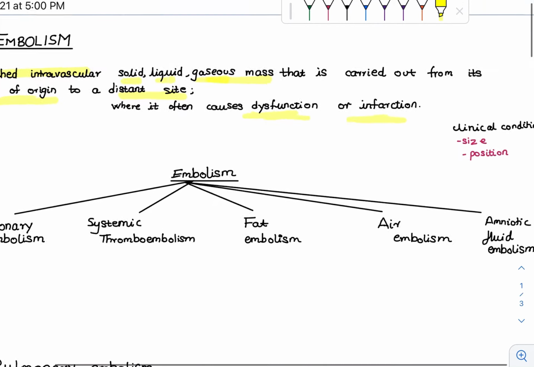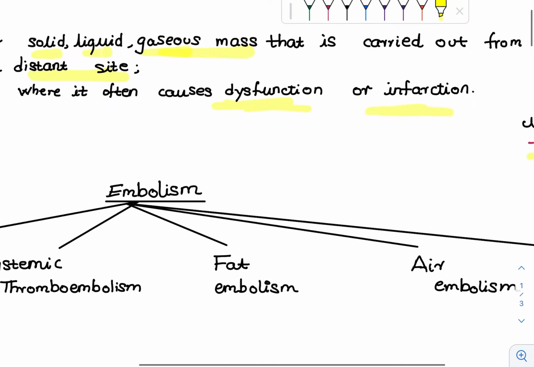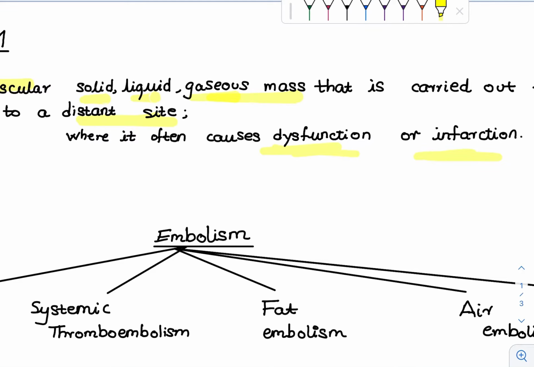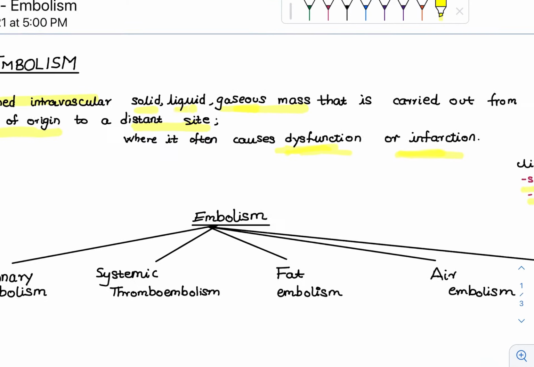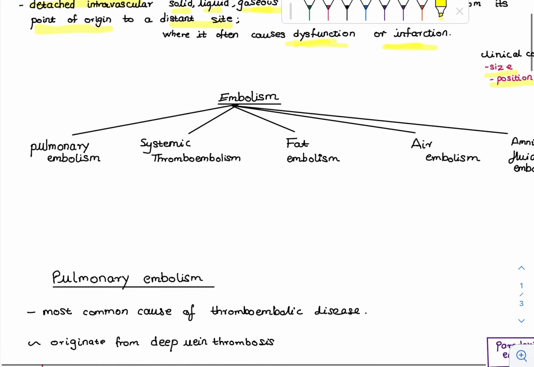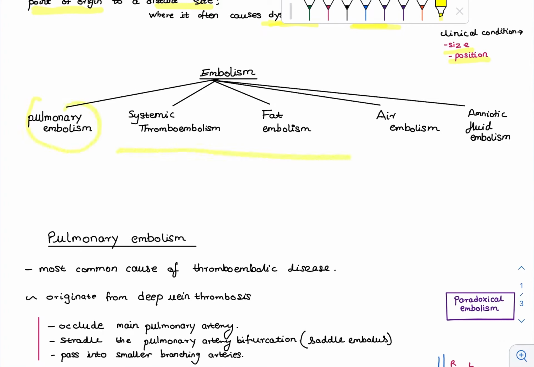Depending upon the size and the position of the embolus, it can cause dysfunction, infarction, or other clinically significant features. So, embolisms are of these types. It may be pulmonary embolism, systemic thromboembolism, fat embolism, air embolism, or amniotic fluid embolism.